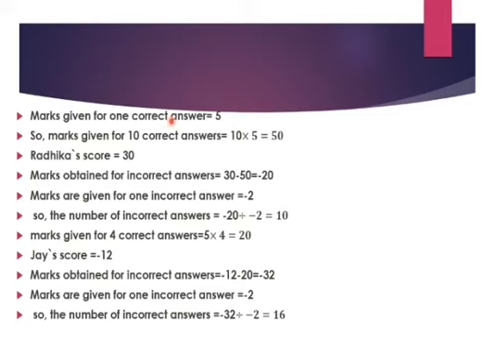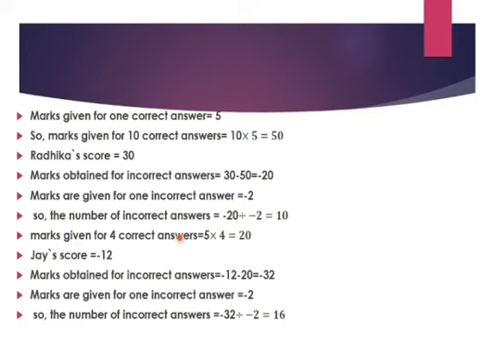One more time. The marks given for a correct answer is 5. That way, for 10 correct answers, she gets 50 marks. But Radhika's actual score is 30. Then how many incorrect answers? We can simply find 30 minus 50 is minus 20. Minus 20 is the total incorrect marks. Then marks given for one incorrect answer is minus 2. Then minus 20 by minus 2 is 10. 10 incorrect answers she attempted.